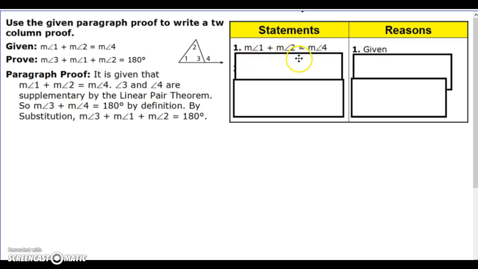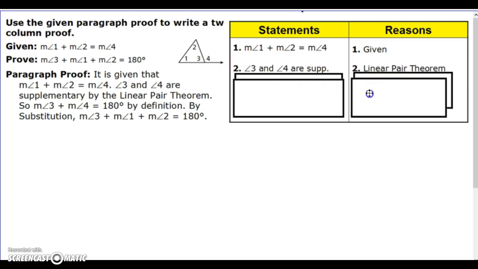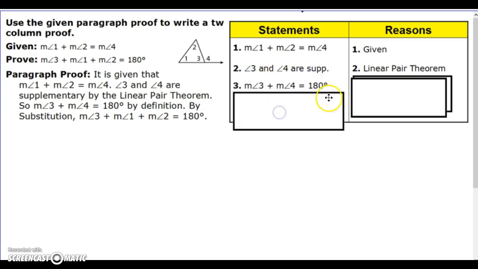What can we say from this first statement? Not from this statement, this is just simply from the linear pair theorem. Looking at this, angle 3 and angle 4 form a linear pair, right? And what's the next sentence? So measure of angle 3 plus measure of angle 4 equals 180 by definition, right? And so we're going to put that in there next.